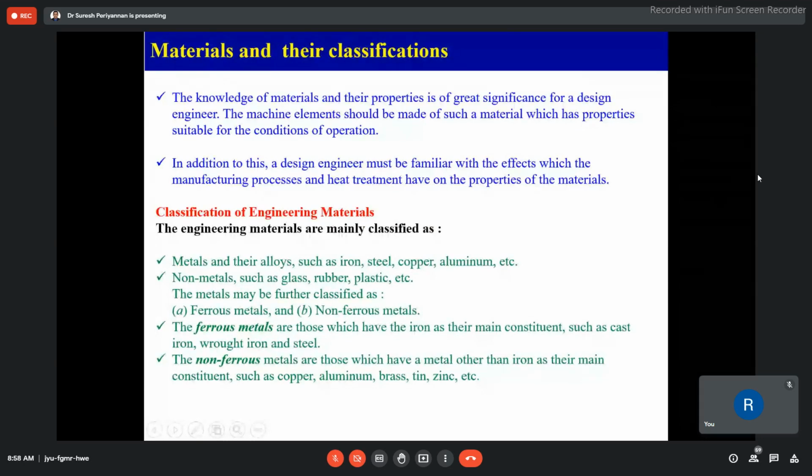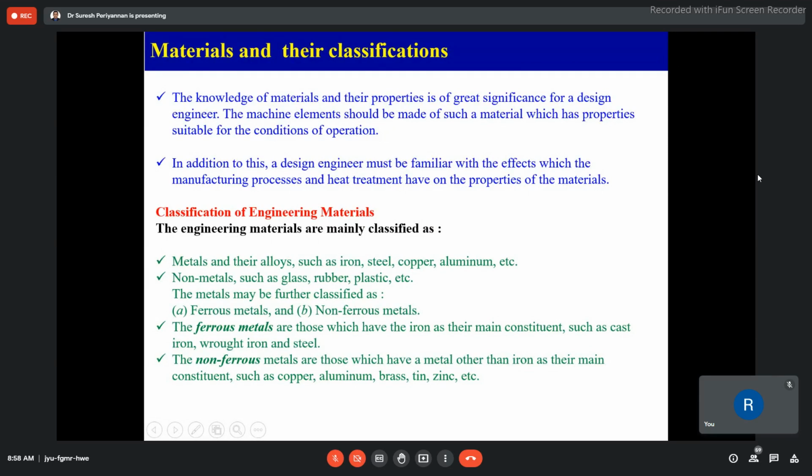Now, see here, the knowledge of the material and its properties is of great significance for the design engineer while designing machine components based on the operation and functioning. These are the properties. Some of the mechanical properties we know. You don't worry about metallurgy and metallurgy-related properties, chemical composition. Those things we are going to discuss later. But at present we know the mechanical properties of material. Based on that we can choose the material, right?